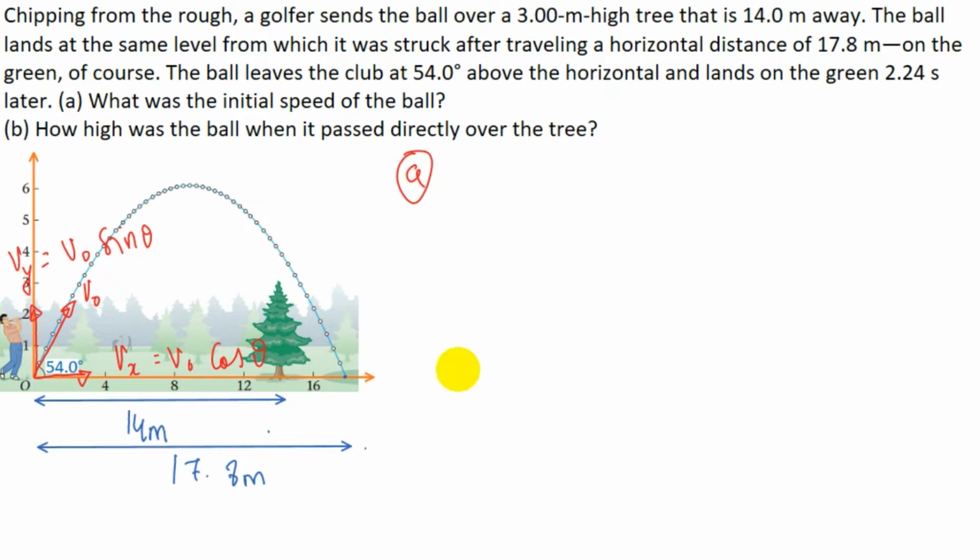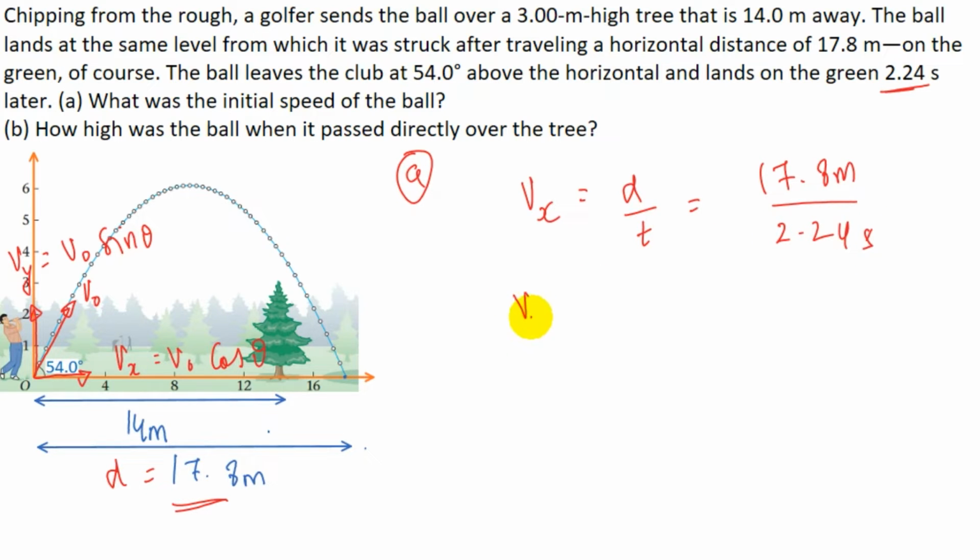So in the horizontal direction, it travels 17.8 meters in just 2.24 seconds. So we can say that the speed in the x direction should be equal to distance over time. Distance is, let it be d. So d over t we can write this way. Distance we have 17.8 meters and time is 2.24 seconds. So from here we'll get the value of vx to be 7.95 meters per second.